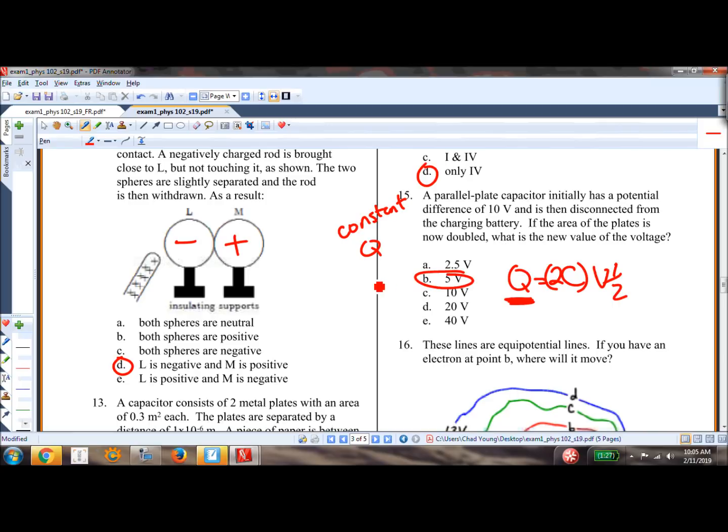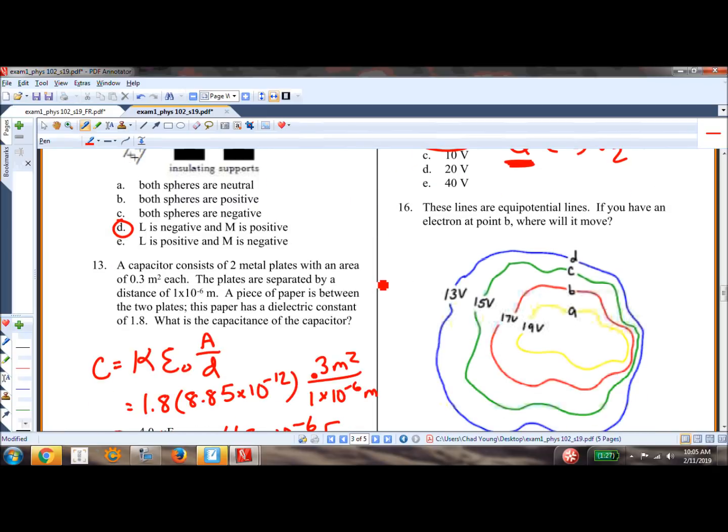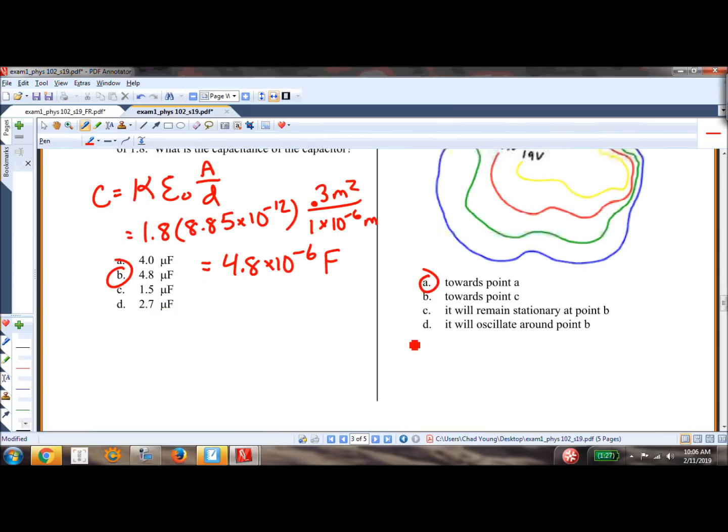So in that way I can get a variable voltage supply just by changing the dimensions of the capacitor, changing how close the plates are or how big the plates are. If I have an electron at point B, right here, it's going to move towards A. So 16 is A.